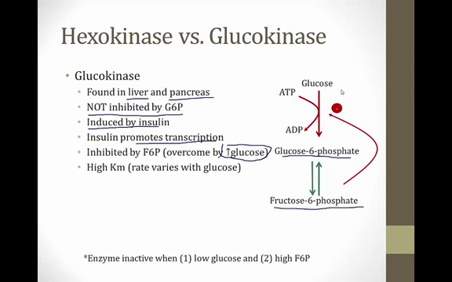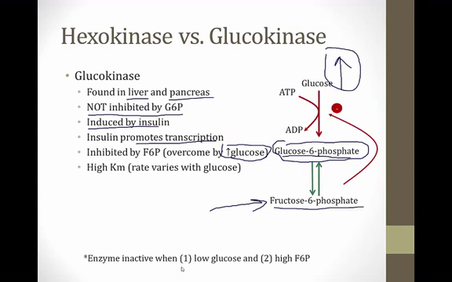This means that any time the glucose level is high, glucokinase will be taking up glucose into the liver and converting it into glucose 6-phosphate. It doesn't matter what the level of fructose 6-phosphate is. If glucose levels are high, the liver will take up glucose. And that's because you want the liver to take up glucose anytime blood sugar levels are high so that it can store it as glycogen for later use.